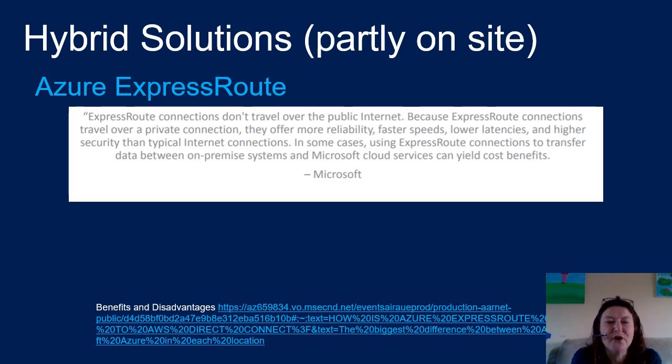Like Direct Connect with AWS, ExpressRoute does not go over the public internet. Because it travels over a private connection, there's more reliability, faster speeds, lower latencies, higher security than typical internet connections. So that's both for ExpressRoute and for Direct Connect. So it's often used for privacy, for security reasons, but often used for faster speeds also. And there's a link there to the benefits and disadvantages.